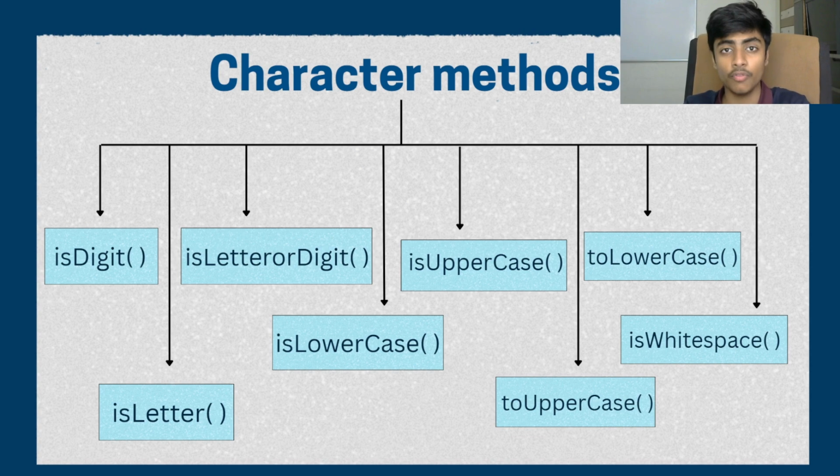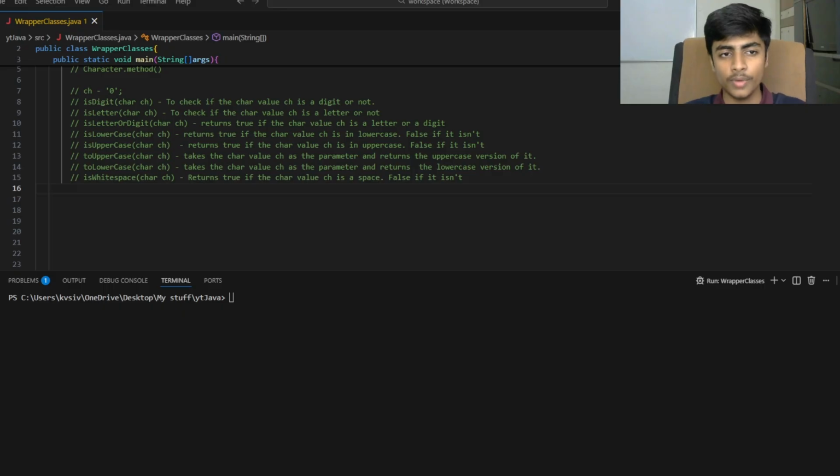And finally, we have a very important method. It's called the isWhitespace method. The isWhitespace method is a pretty simple method. Like our other methods like the isDigit method or the isLetter method, it's going to return true if the char value that I'm entering as the parameter is a space and false if it is not a space. If you aren't aware, in Java, even spaces are considered as characters. The isWhitespace method basically checks if the parameter is a space or not.